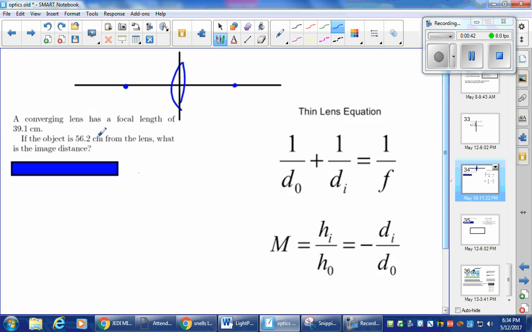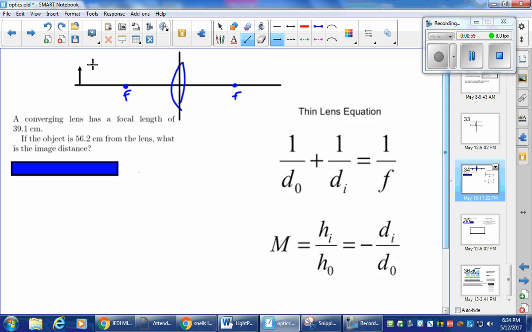The object is 56.2 centimeters from the lens. So notice if this is our focal length, where is our object at? Is it inside the focal point or outside the focal point? Well, it's outside quite a bit, right? So I'm going to go, it's almost maybe a little under double, right? So I'm just going to go ahead and put it here just for practice.